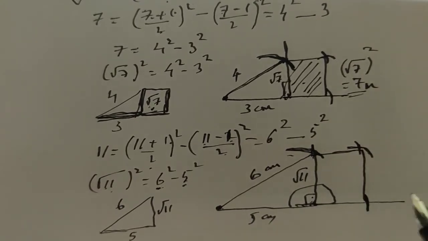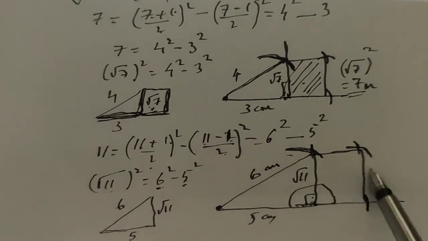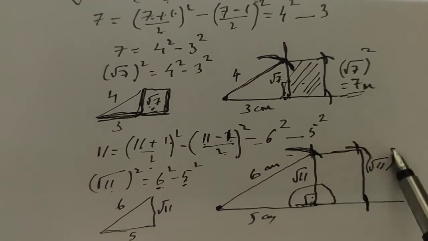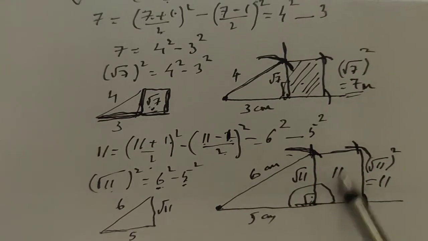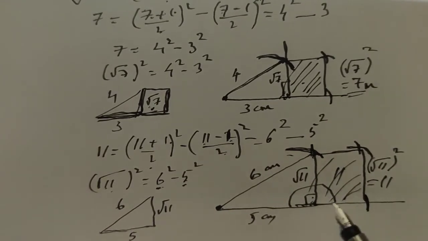Side root 11 and area is what? Root 11 square. Root 11 square is equal to what? 11. Therefore, the area of this square is what? 11 meter square. You get that.